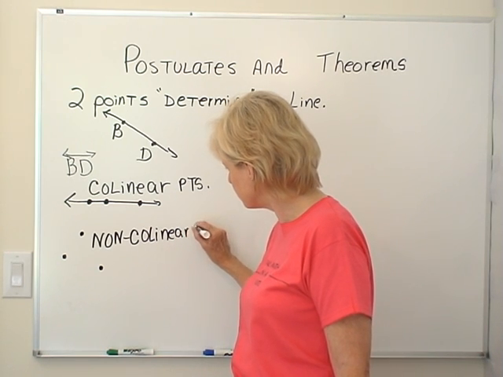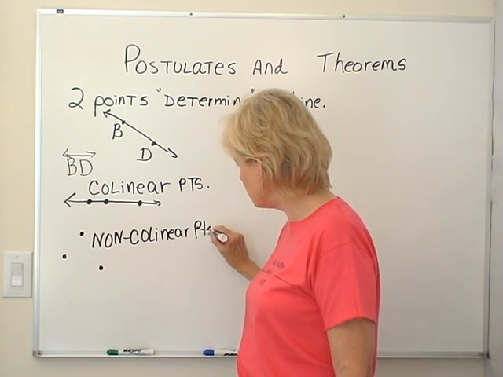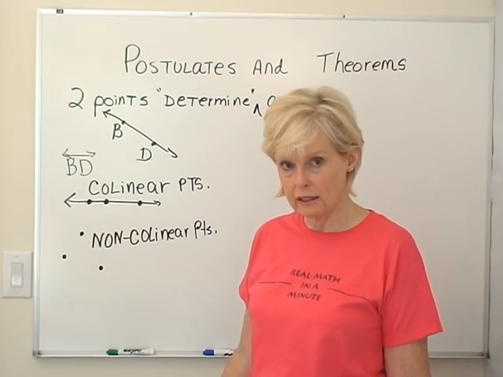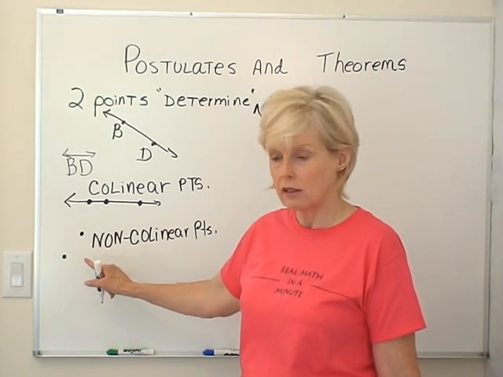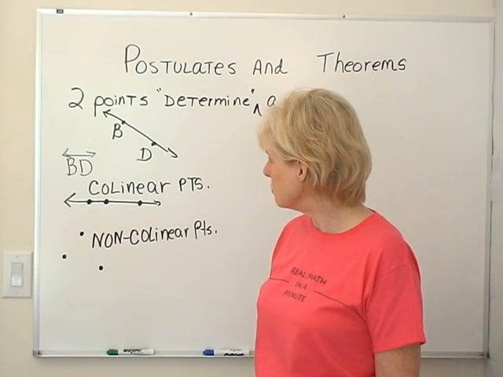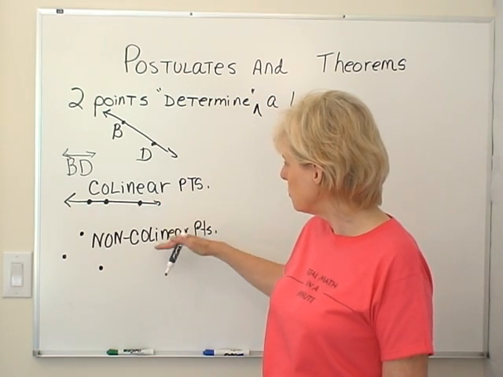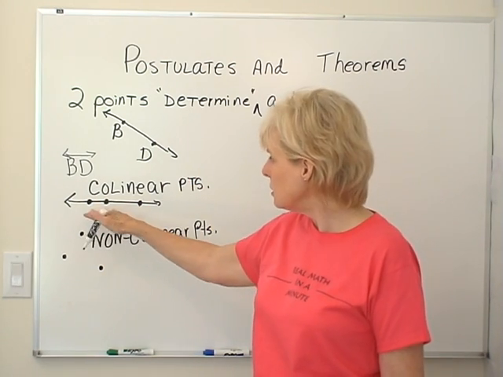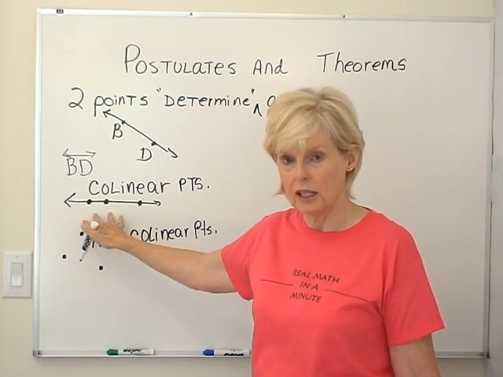Points. Because you cannot put a line, one single straight line, that all of those points would be on. So that's a definition of collinear points, non-collinear points, and the postulate that says any 2 points determine a line.